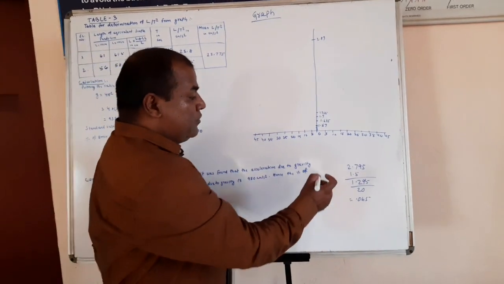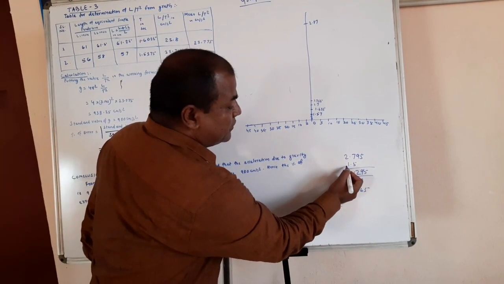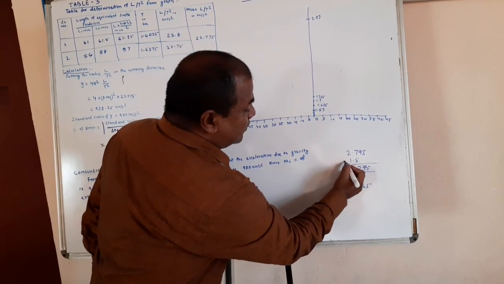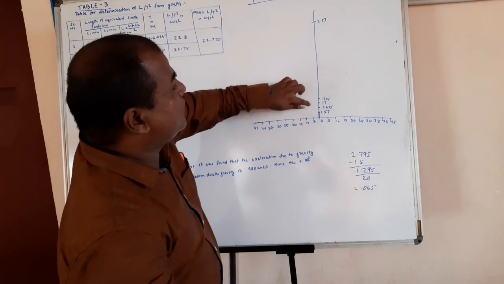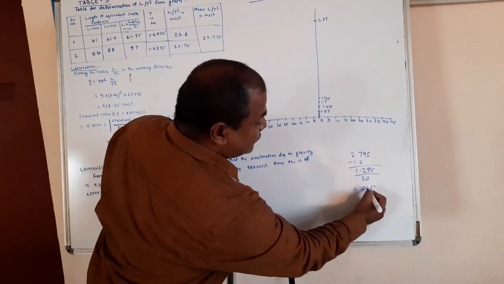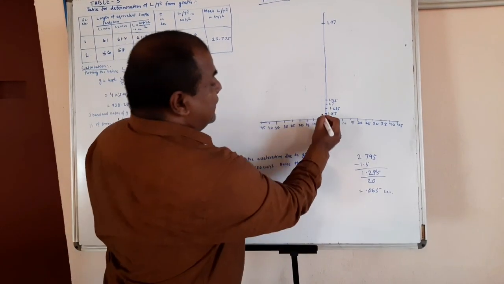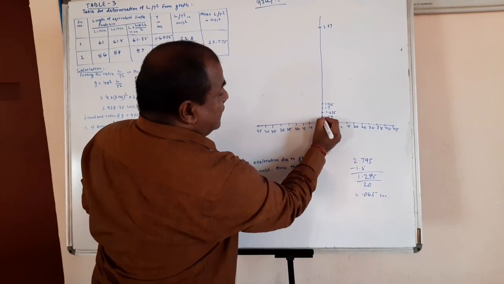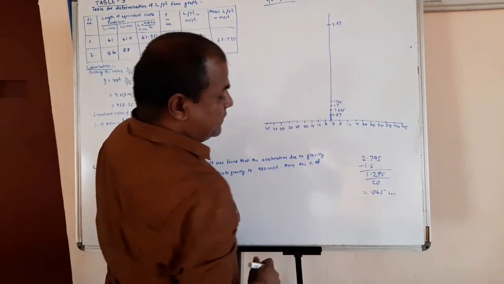From table 1 and 2, the highest reading is 2.795 and the lowest is 1.5. Then we subtract this, that is 1.295, divided by the highest even number of divisions on the y axis, that is 20, which gives 0.065 second.